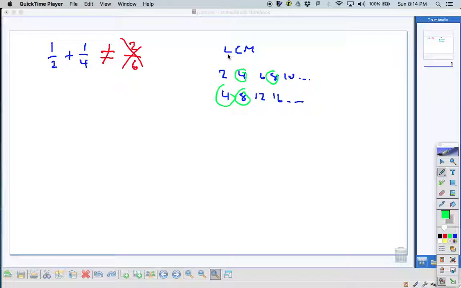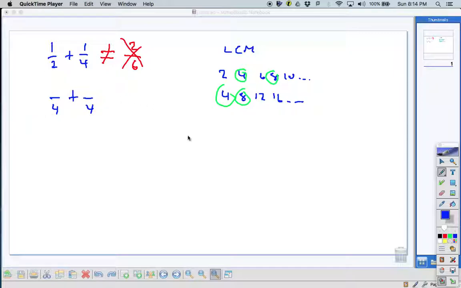So what's the thing about a least common multiple? Well, that's the smallest number that they have in common. In this case, it is 4. It's the smallest number they have in common. So what we're going to do is go ahead and change these denominators to 4, because that's what our least common multiple is.